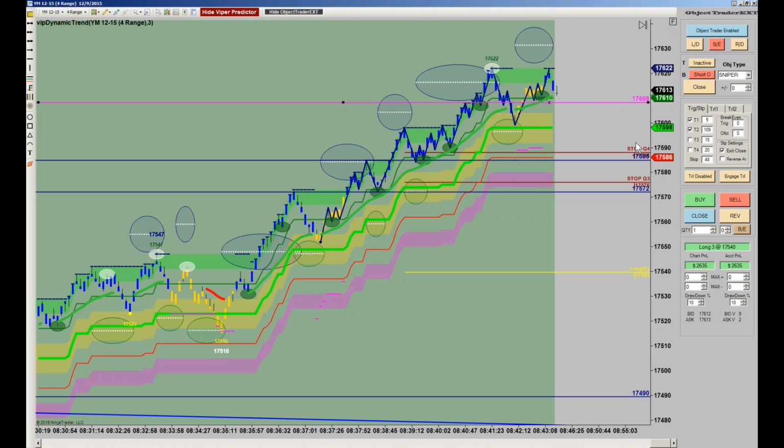And by the way, if you want to get out of more than one, you can always just turn that on like that. If it closes below it, it'll get rid of two contracts. See there?